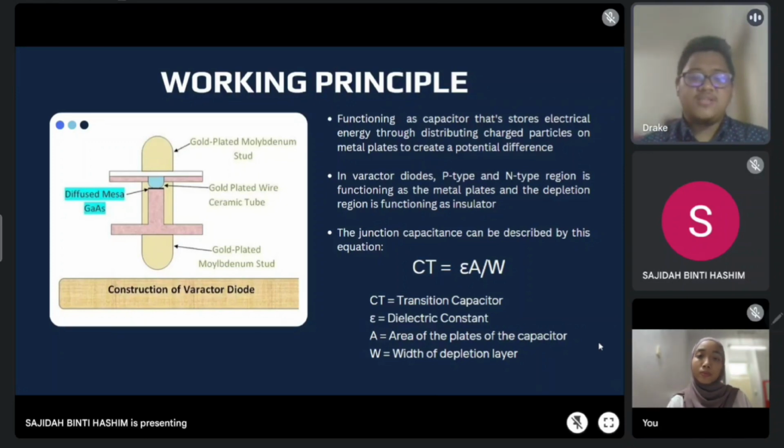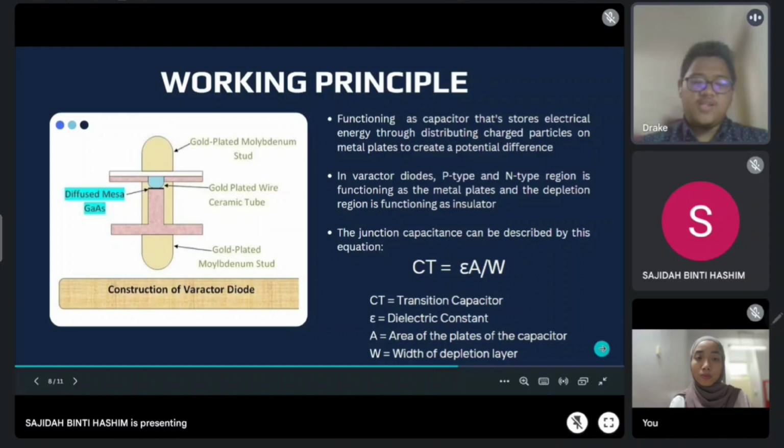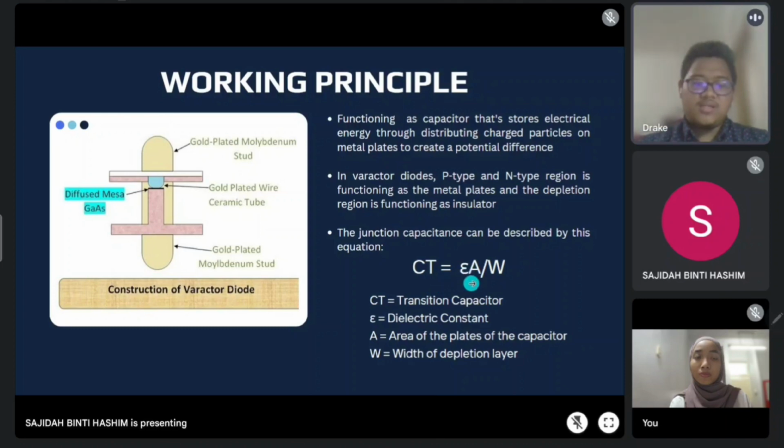The amount of capacitance is affected by the amount of reverse voltage applied to the diode, since the higher the reverse voltage applied to the diode, the wider the depletion layer is. The relationship of the capacitance and the depletion region can be described with the formula in the slide, where the transition capacitance is equal to the electric constant times the area of the plate divided by the width of the depletion layer.